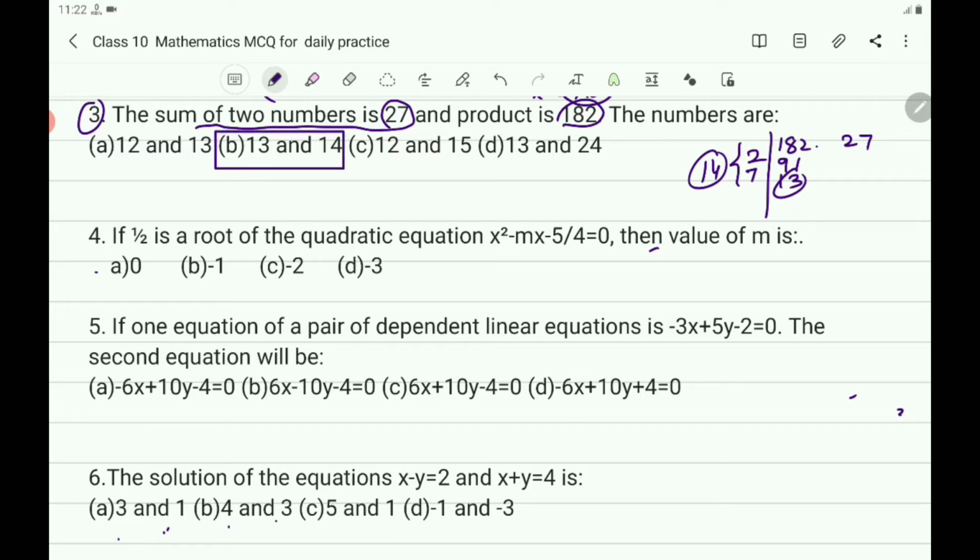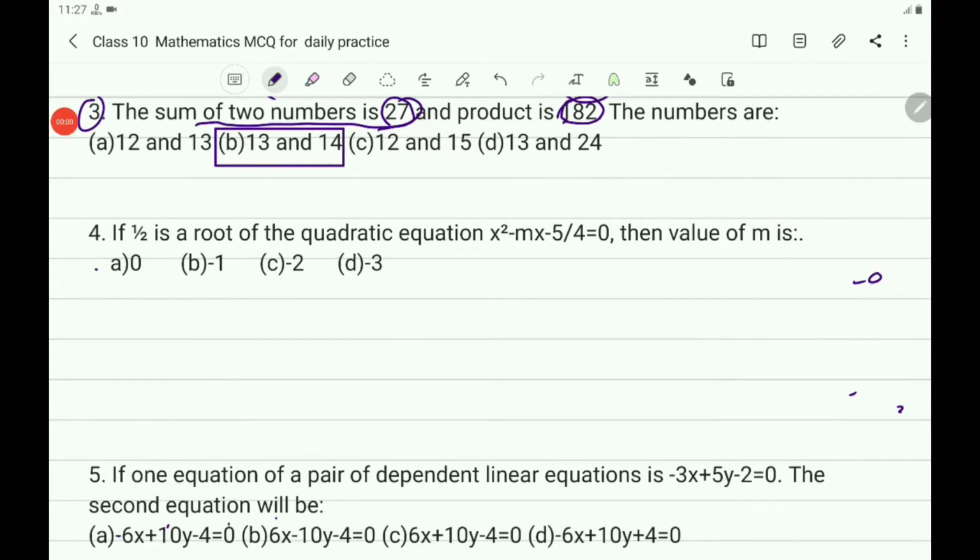The numbers are 13 and 14. The product of 13 and 14 is 182 and the sum of 13 and 14 is 27. So the sum of the two numbers 13 and 14 is 27, and the product is 182. So the numbers are 13 and 14.